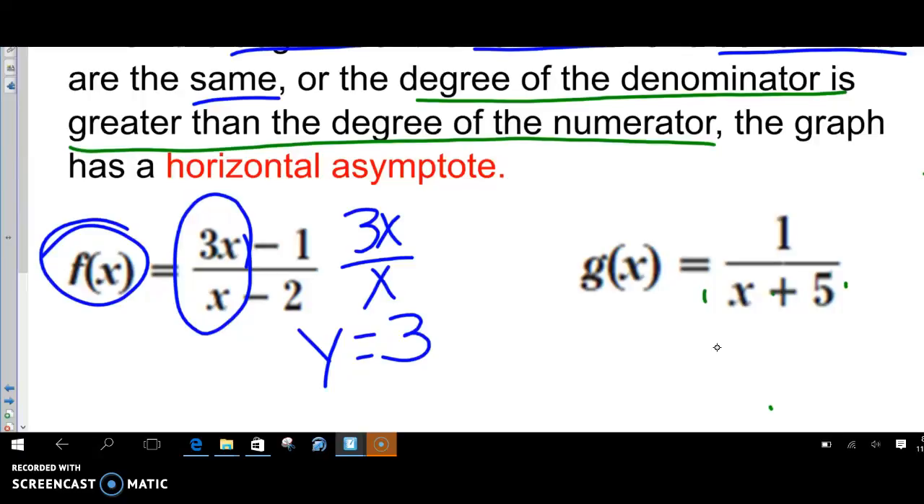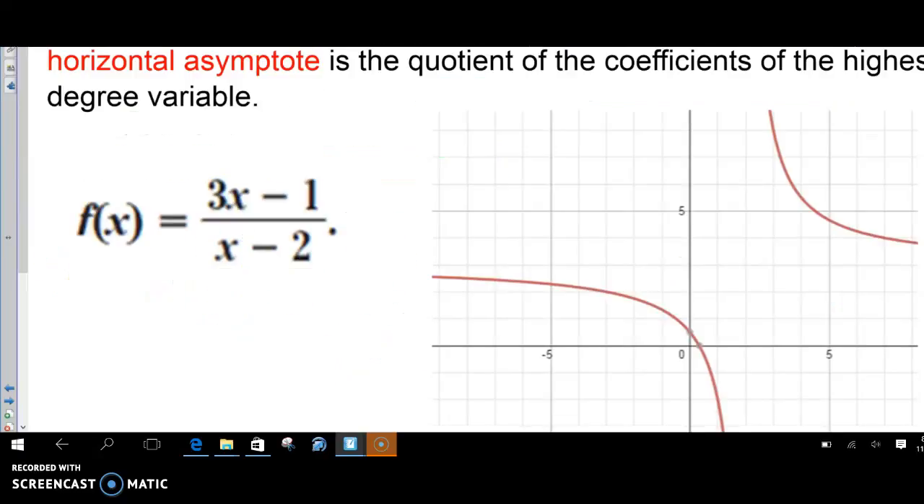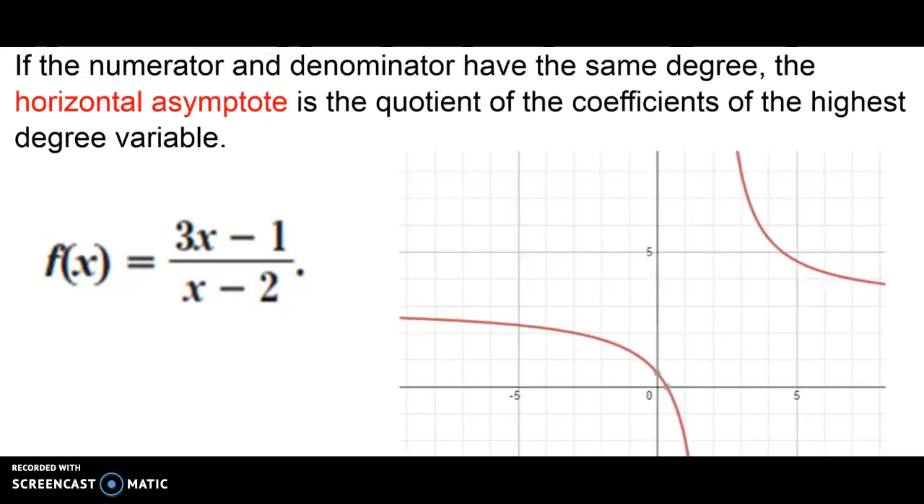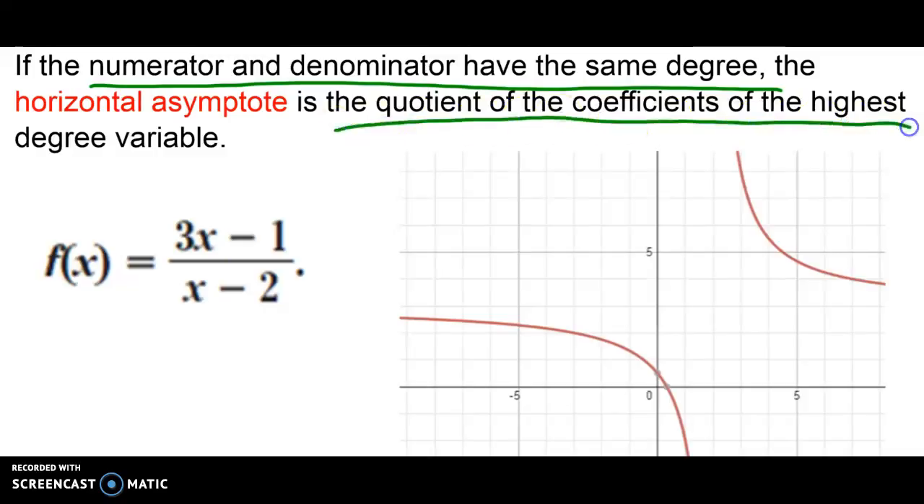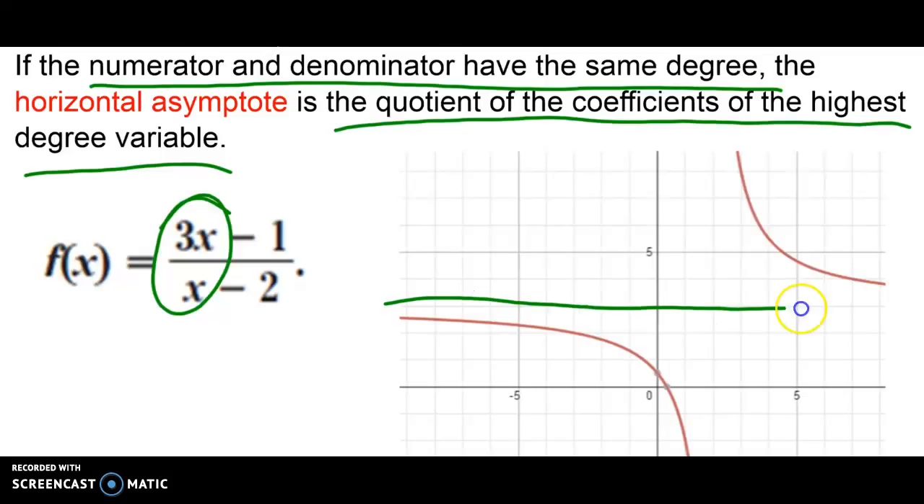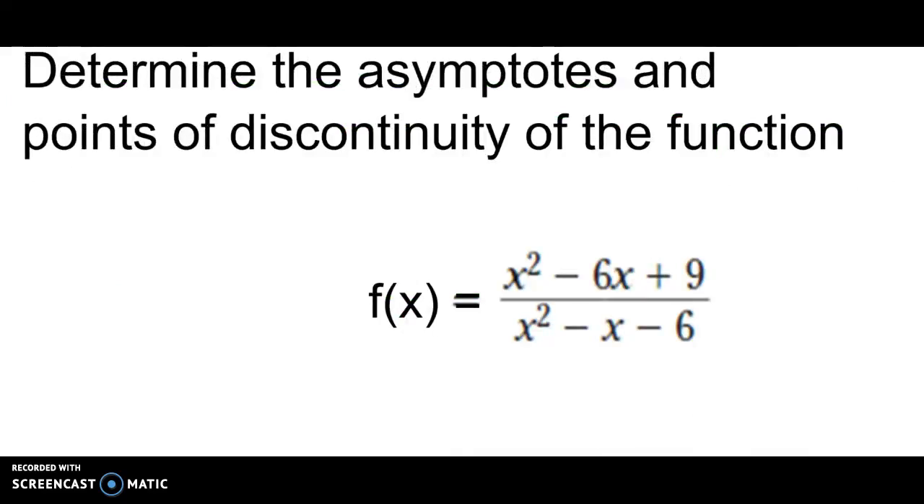All right, let's go on and talk about the rule for that. Okay, so the rule for this, again, I just said it, but if the numerator and denominator have the same degree, the horizontal asymptote is the quotient of the coefficients of the highest degree. So those are the highest degree, so those would be your horizontal asymptote. And again, look, it goes through at 3, and then here you've got a vertical asymptote at 2, and you can draw that. All right, let's go and figure out the points of discontinuity of this function.